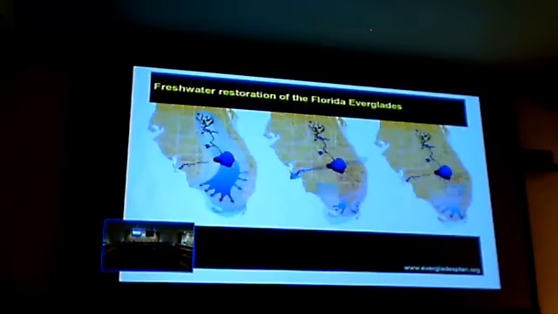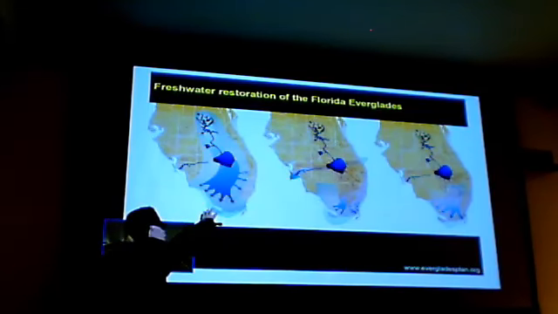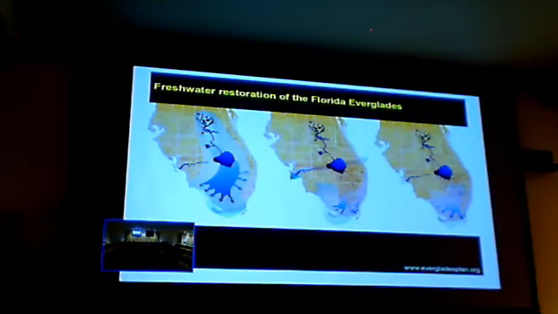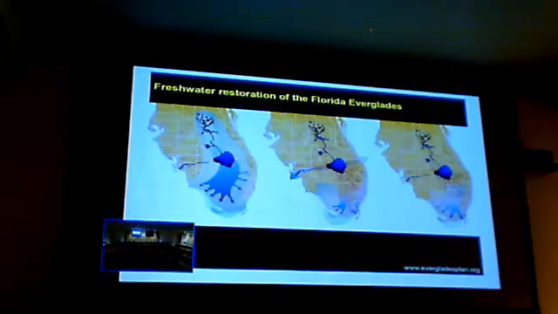So I won't go through this figure, but it shows the hydrologic alterations from historic, current, and hopefully future with the Comprehensive Everglades Restoration Plan. This is how we think restoration will look on the landscape in terms of hydrology.